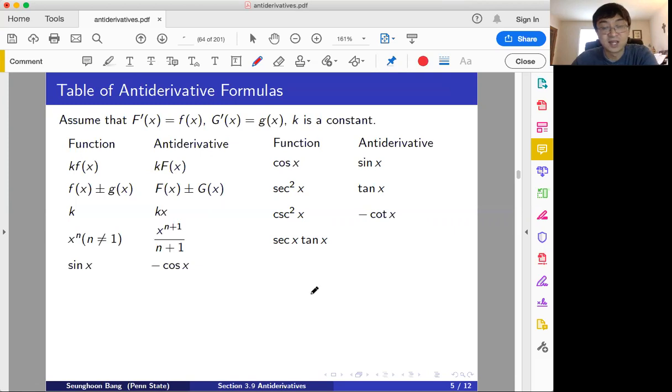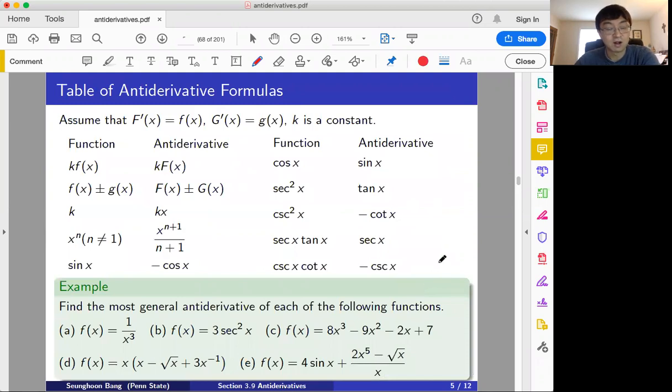What about the antiderivative of secant times tangent? What do you think? Could you write your answer on the chatting board, please? Yes, the secant of x, because the derivative of secant x is exactly secant x times tangent of x. Likewise, the antiderivative of cosecant times cotangent is negative cosecant. This is the exact table of antiderivatives, so we try to solve these problems together by using the table.